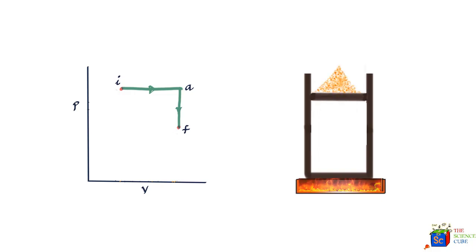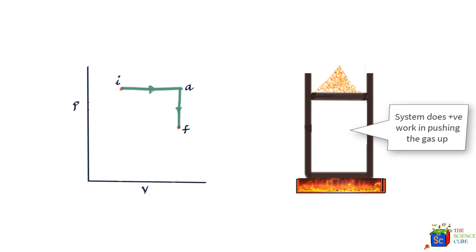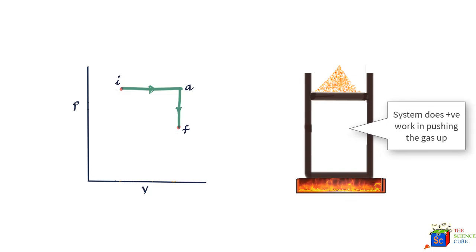Now, to add heat, we make use of the heat reservoir, where we slowly increase the temperature to some value TA, and when we do so, the gas expands and pushes the piston up. That means the system is doing positive work. Also, we can see that heat is being added to the system, so it will be considered positive.